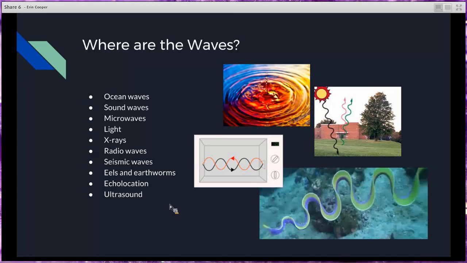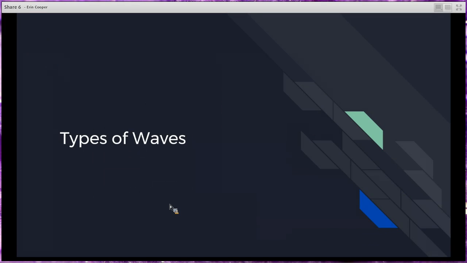the type of tissue that we're interacting with. So there's all kinds of waves everywhere around us, and it's really important that we understand how these waves work and how we can use them for our benefit, so we can see things that are invisible to the naked eye. So first, let's go into different types of waves.